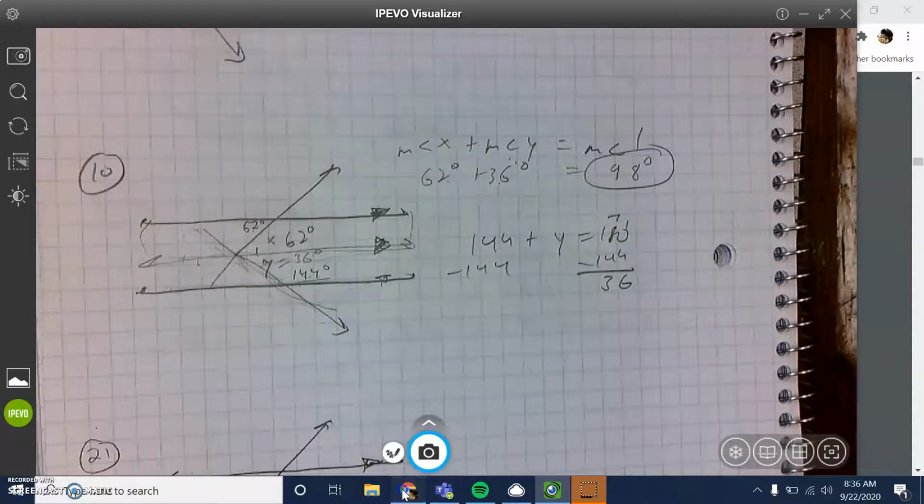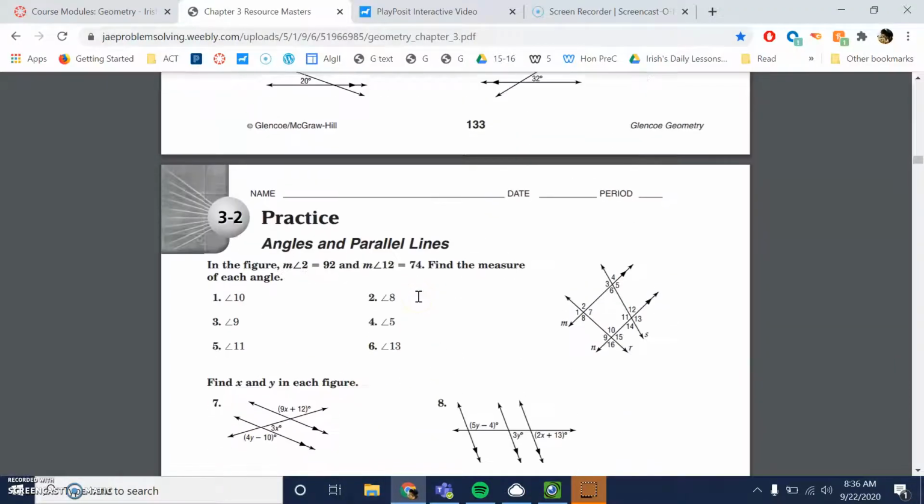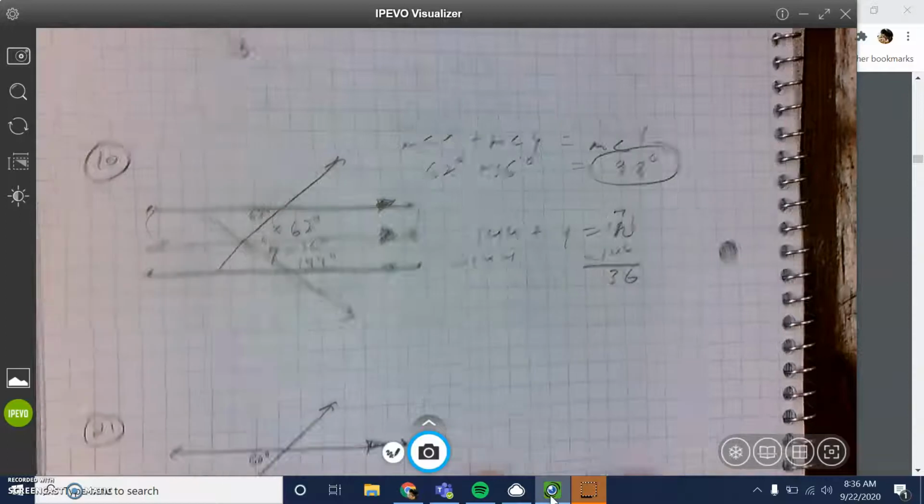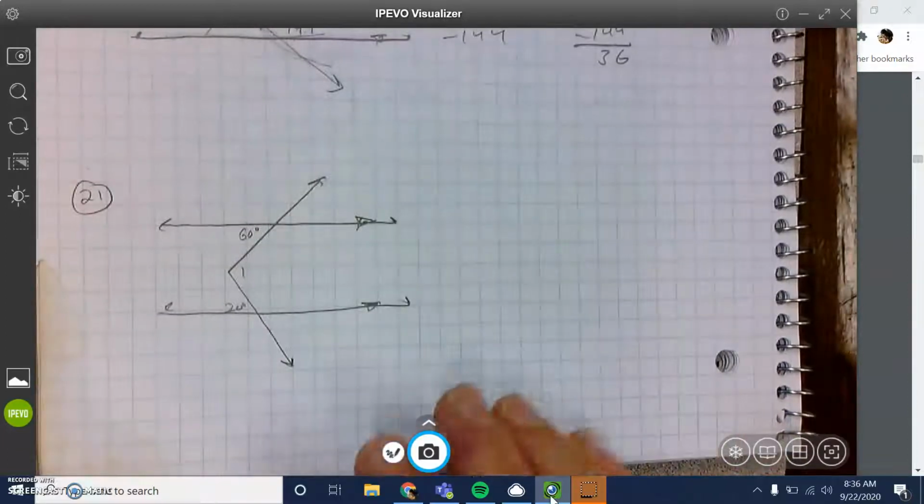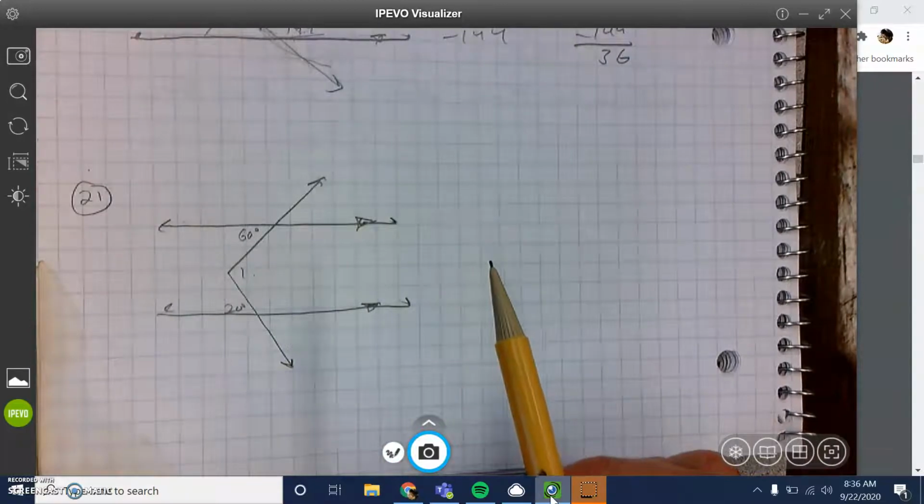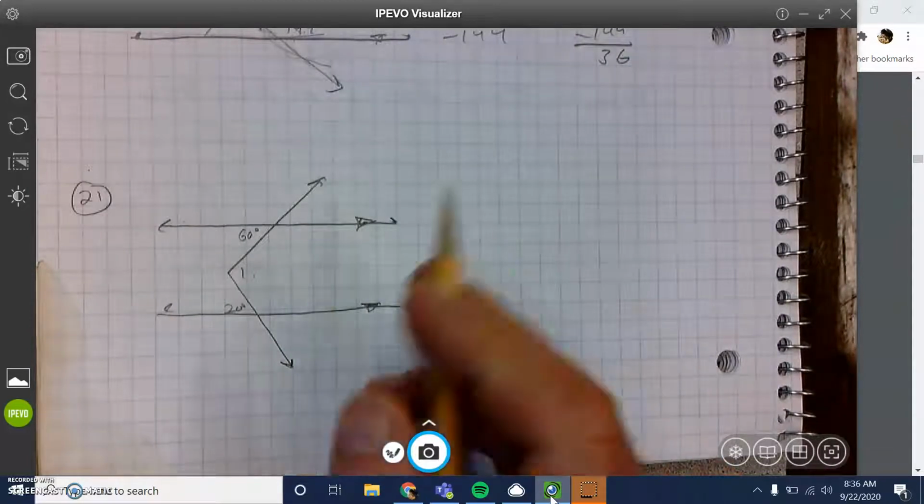Now let's look at, we did 9, we did 10, so here's 21 and 22. Copy those down. Okay. Next, your turn. Back to the notes. Here's number 21 right here. See if you can get angle 1. Ready, set, go. All right, let's see what we got.